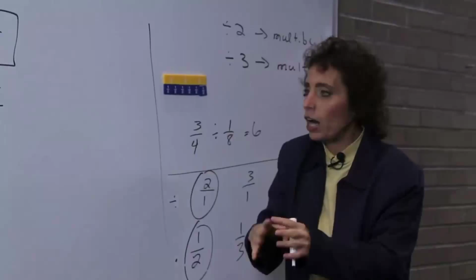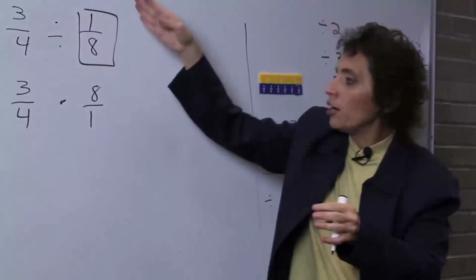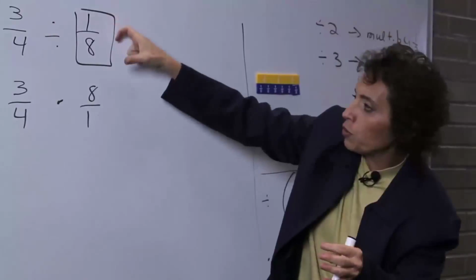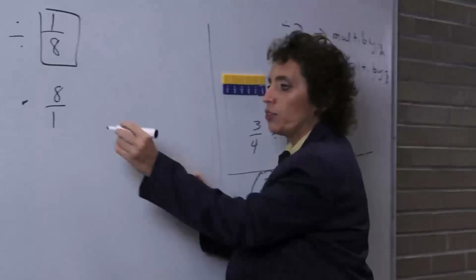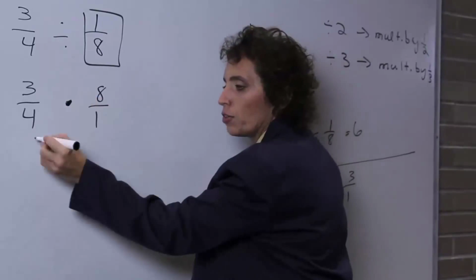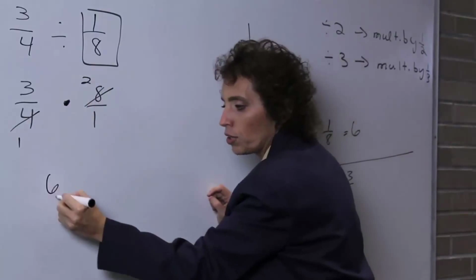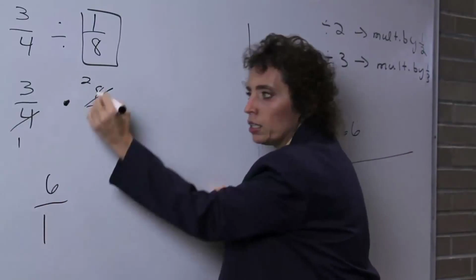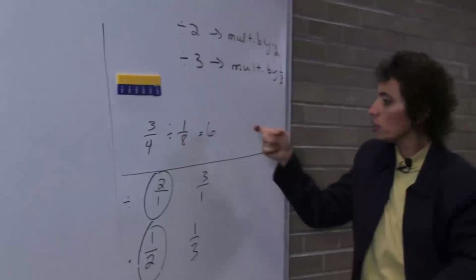So again, when you divide, you keep the first fraction, change division to multiplication, and multiply by the reciprocal. So you flip this, or interchange the numerator and denominator. And when I do that, I can reduce. 4 into 4 goes 1. 4 into 8 goes 2. 3 times 2 is 6/1. 6/1 is 6, which is exactly what you should have gotten.